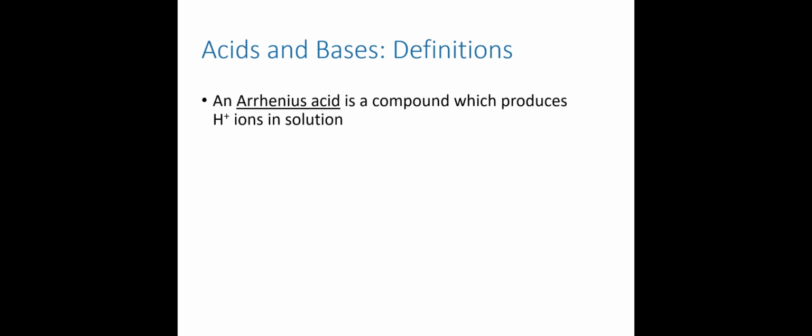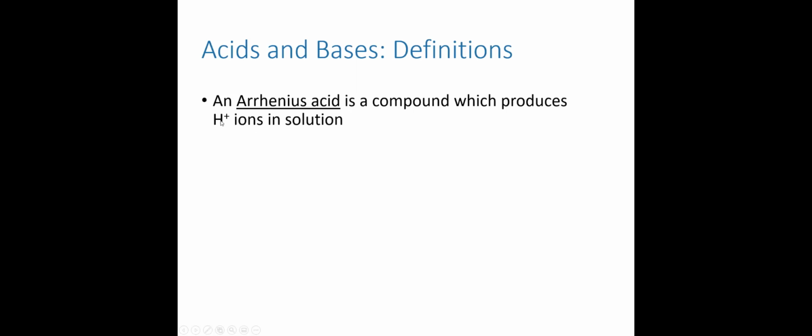The first problem that we confront when we're dealing with acids and bases is how we want to define them. There are at least 3 ways to define acids and bases, and we're going to look at a couple of those different terminologies here. So the first type of acid we want to talk about is called an Arrhenius acid, named in honor of Svante Arrhenius. And the definition of that is any compound which produces H+ ions in solution.